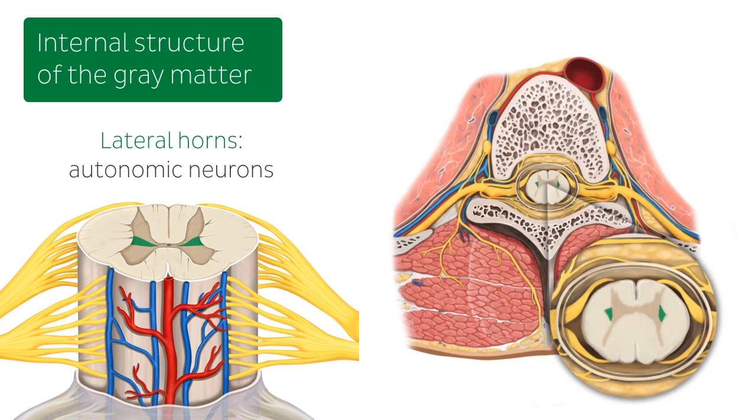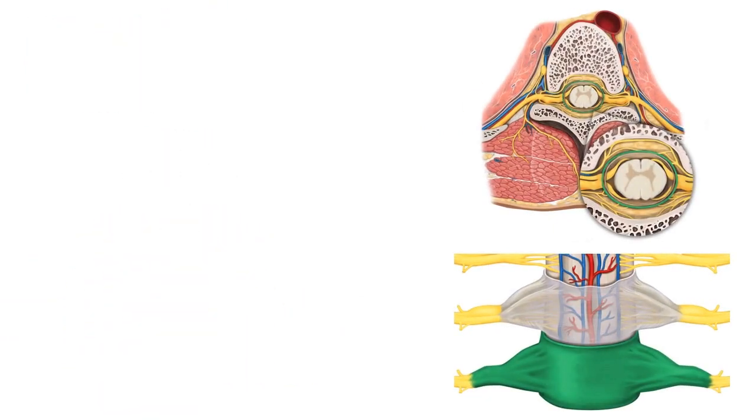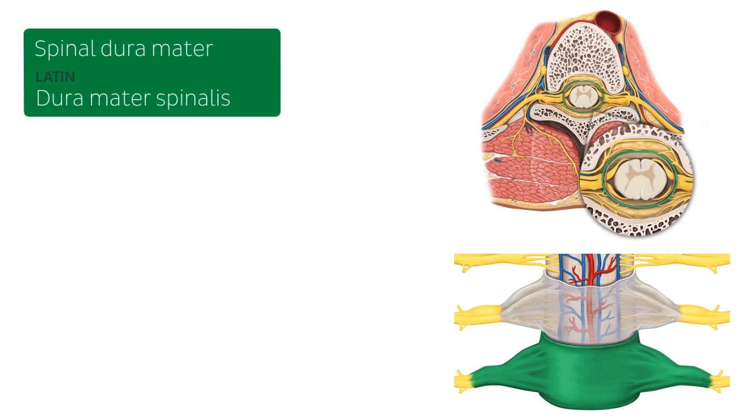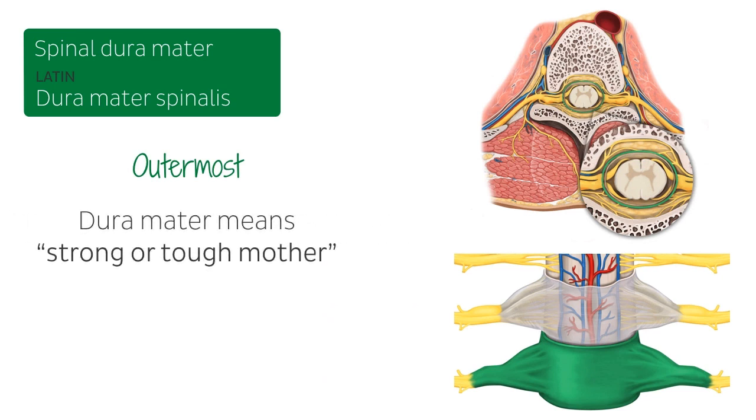Now that we've looked at the general structure of the spinal cord, let's move on to the principal topic of this tutorial, the membranes of the spinal cord. The spinal cord is surrounded by meninges in the same way that the brain is surrounded by meninges. The spinal dura mater is the outermost of the three meninges that surround the spinal cord. The name dura mater means strong or tough mother, due to the fact that it's the strongest of the three membranes covering the spinal cord.